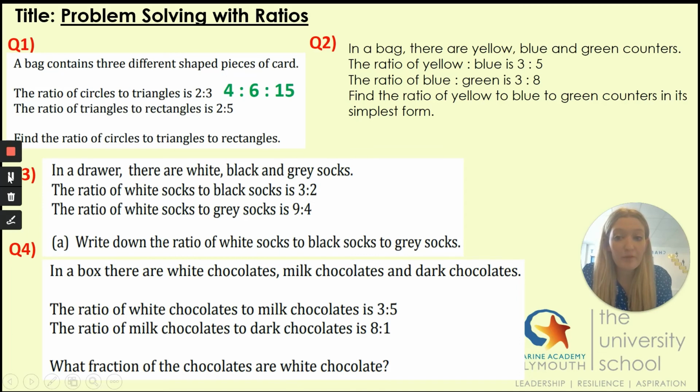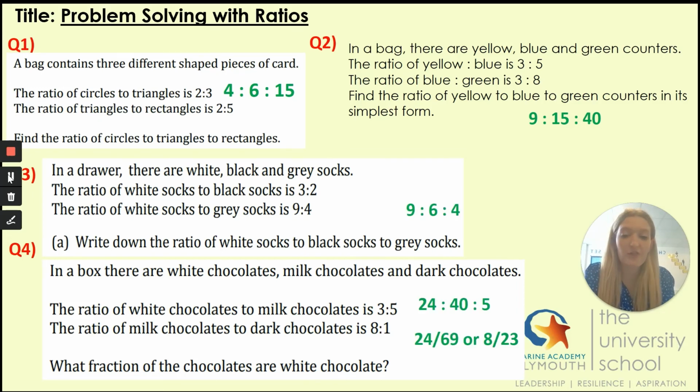Question 1, 4 to 6 to 15. Question 2, 9 to 15 to 40. Oh, question 3, 9 to 6 to 4. And question 4, 24 to 40 to 5. And the fraction, really impressive you got this correct, is 24 out of 69 or 8 out of 23. Some really hard stuff there. Really impressed with the resilience that you've shown in this lesson.